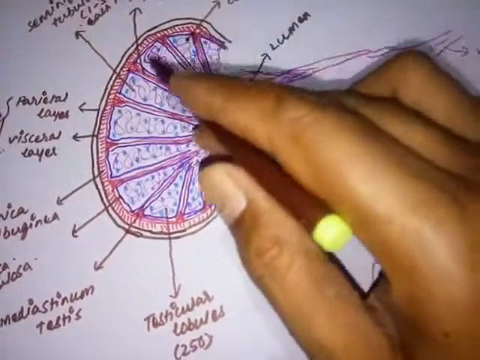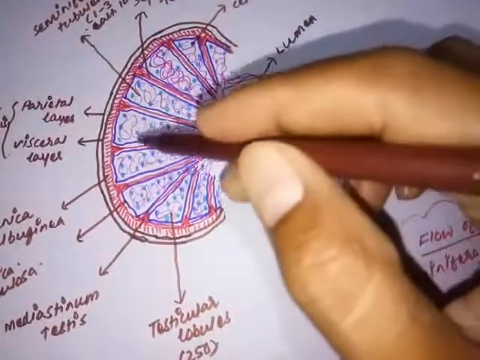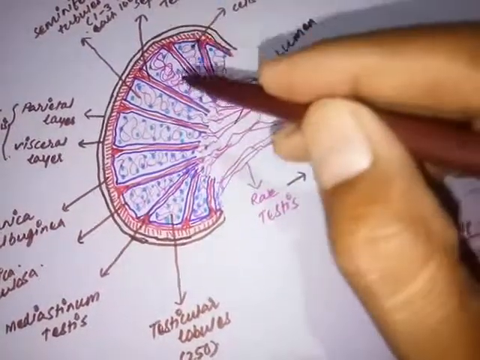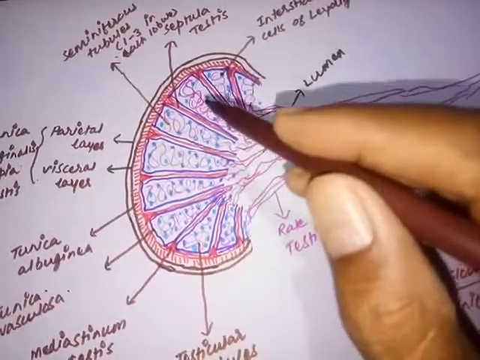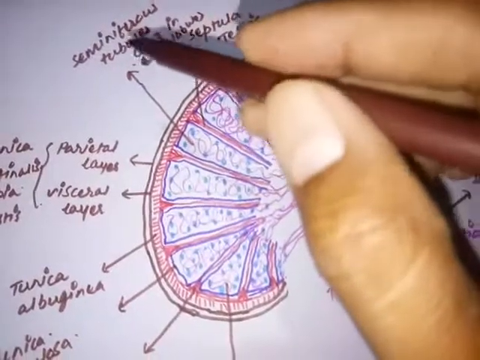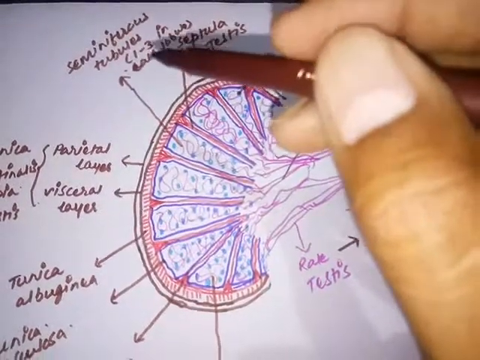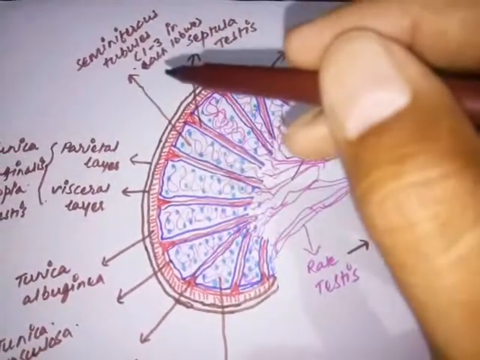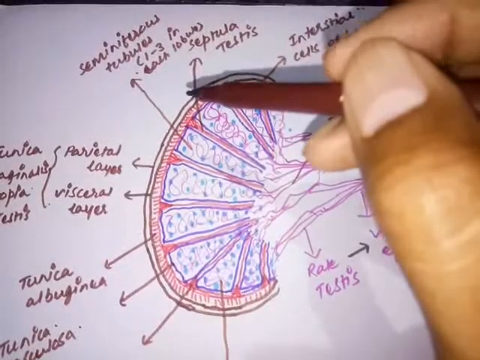Now you can observe in each testicular lobule there is a fine network of tubules present. Each testicular lobule gives rise to 1 to 3 supercoiled tubules. Those tubules are called seminiferous tubules. So these tubules are the site of spermatogenesis. Here the spermatogenesis process will be completed.